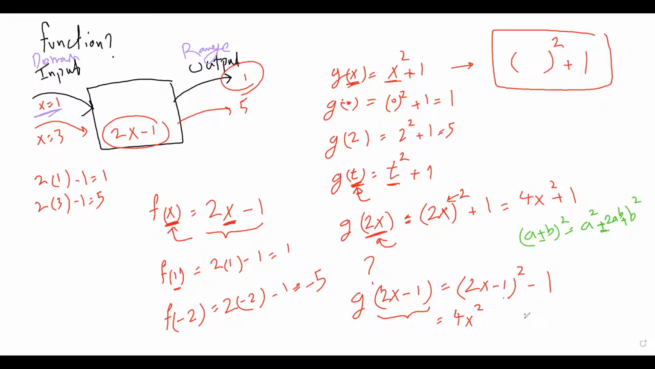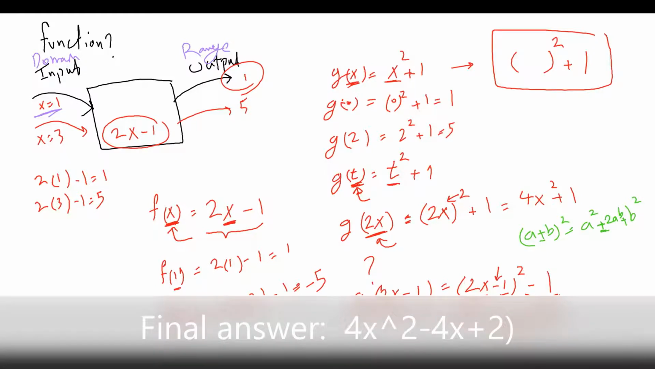1 raised to the power of 2 is 1, and the term in the middle is double of this times this, which is 4x, and the sign is negative, so I put a negative here, and then minus 1, this guy right here, let's not forget that. So the final answer is 4x squared minus 4x, which, if you want, you can factor out.